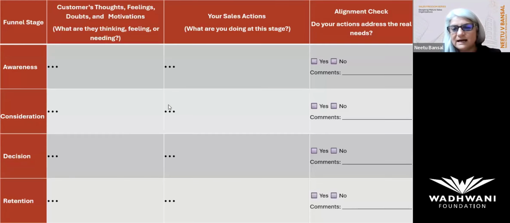For that, there is a simple table like this, which I've used. Write your funnel stages on the left side. Ask your sales team and whoever is talking to the customer, and if you have a support team, delivery team or production team, whoever is there, what do you think the customer is feeling at each stage? What are they expecting? What are their doubts? What are their motivations? Then look at what you are actually doing, and whether these two are aligned or not.